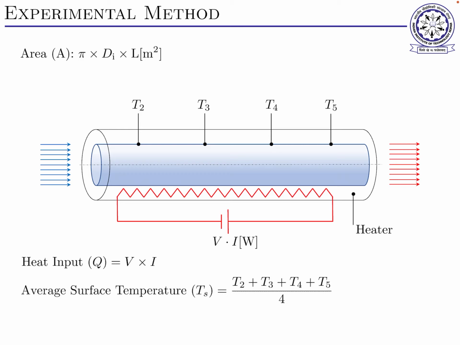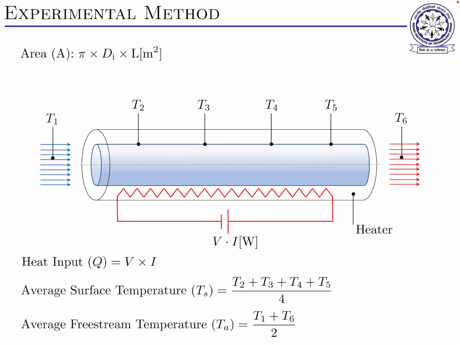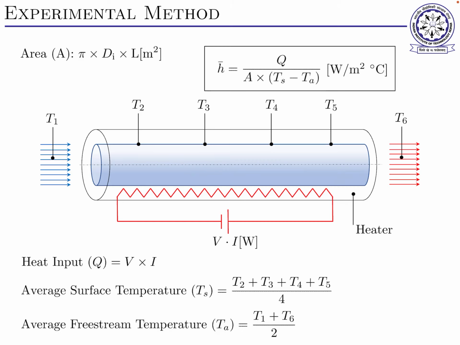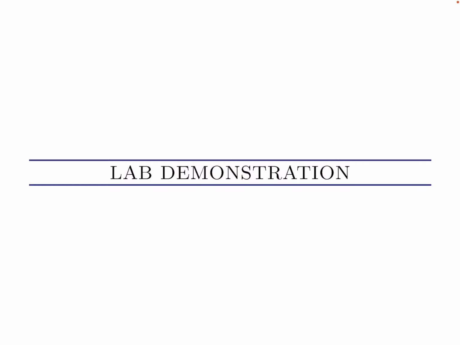For the surface, we take an average surface temperature. We take these values, add them, and divide by 4 to get an average surface temperature. And for the bulk fluid, we take the average temperature by taking the average of T1 and T6. Then, because we know Q, we know the area, and we know these two values, we can easily calculate it. So this is the experimental method, quite simple. Now let's see the laboratory demonstration, and after that I will tell you how to theoretically calculate these things.